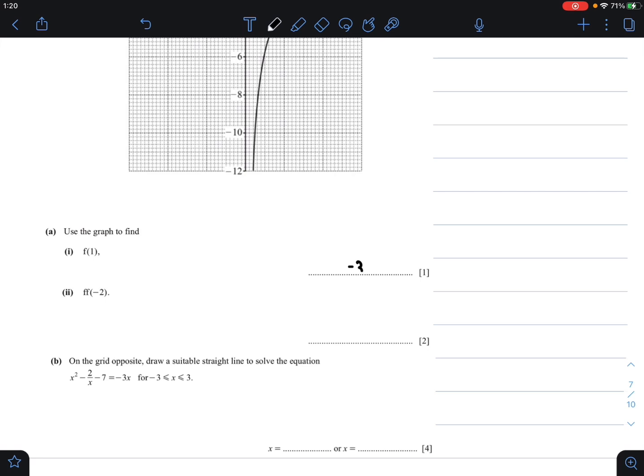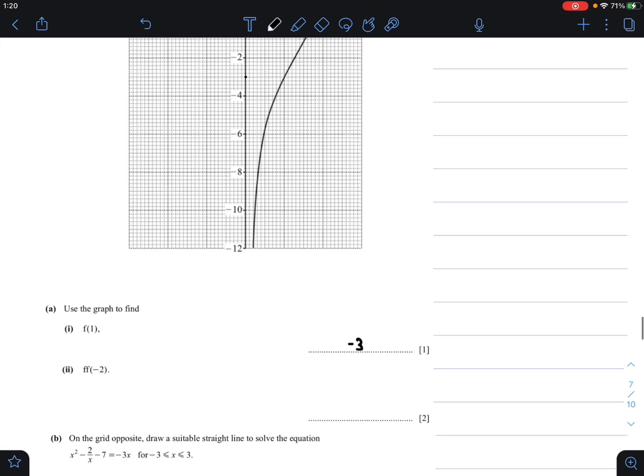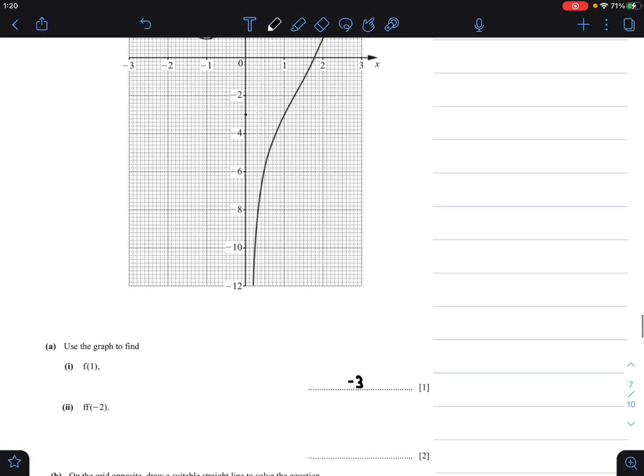Now you can keep those lines on the graph because the examiner would want to see how you came to the final answer of -3. And the same thing for part A2: whatever lines you draw on the graph, you keep them as they are.